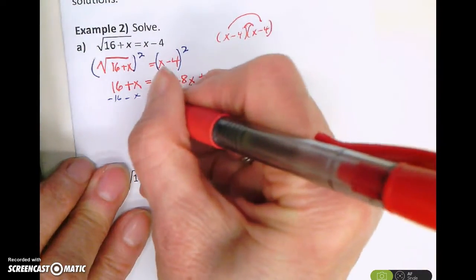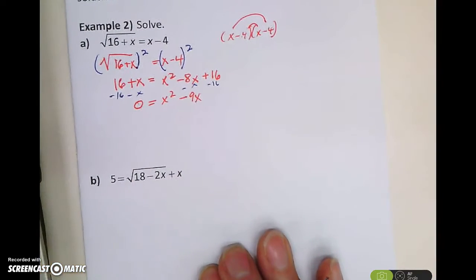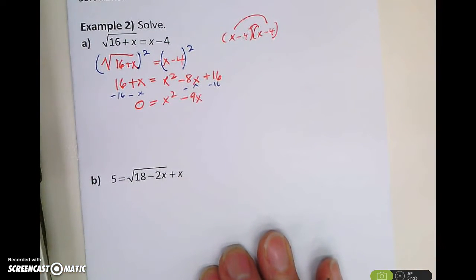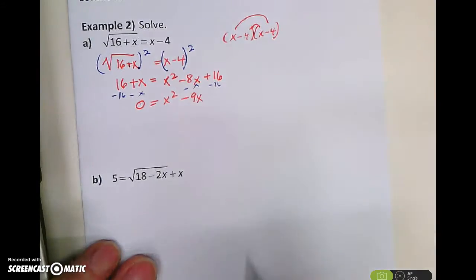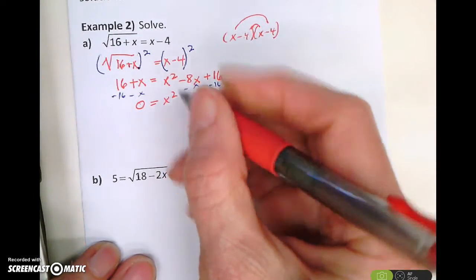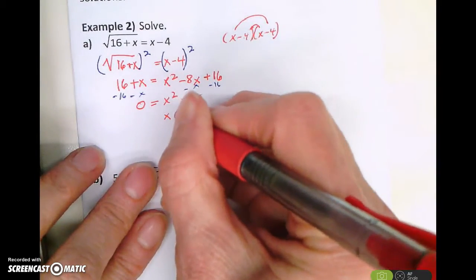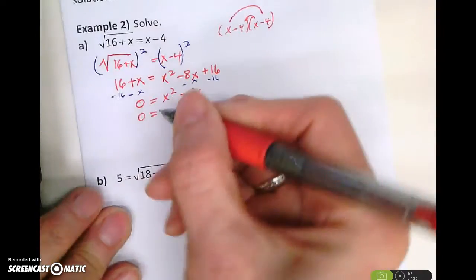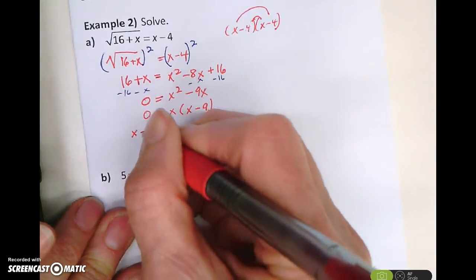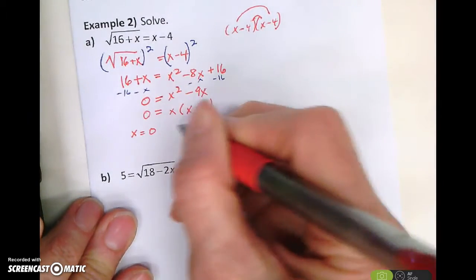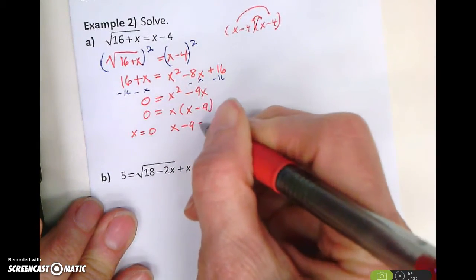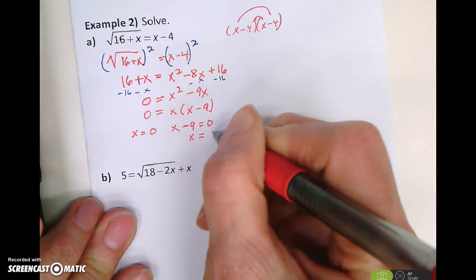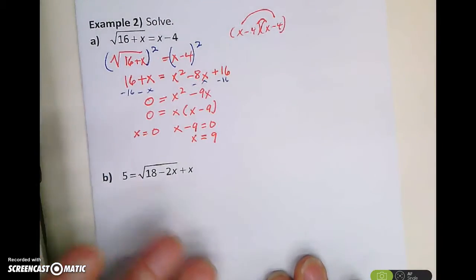So right now, this is what I have. 0 is equal to x squared minus 9x. So once we get that, then we have to factor this side. So it's got a GCF of x times x minus 9 is equal to 0. So then we're going to solve and say that either x is 0, or x minus 9 is 0, so x is equal to 9.